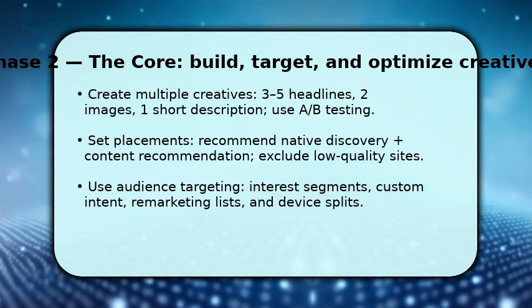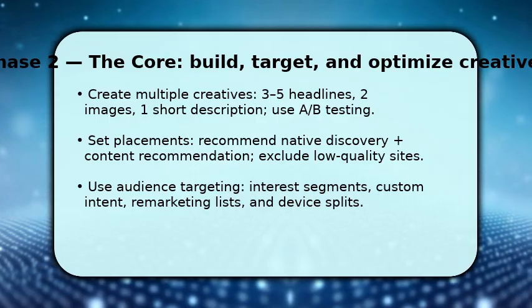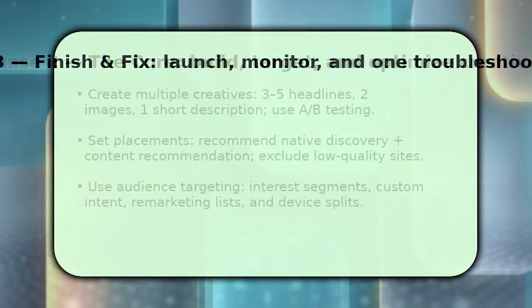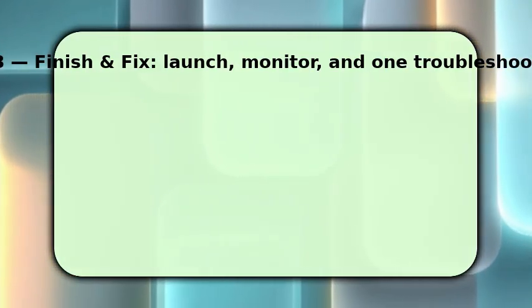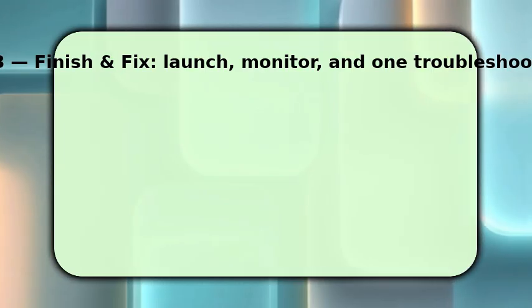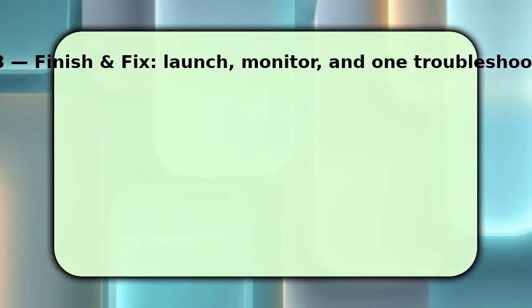You should launch and watch the first 72 hours closely. Look at CTR, CPC, conversion rate, and bounce rate. Make quick moves. Pause underperforming creatives, raise bids on winners, and scale budget in measured 20% steps to avoid volatility.